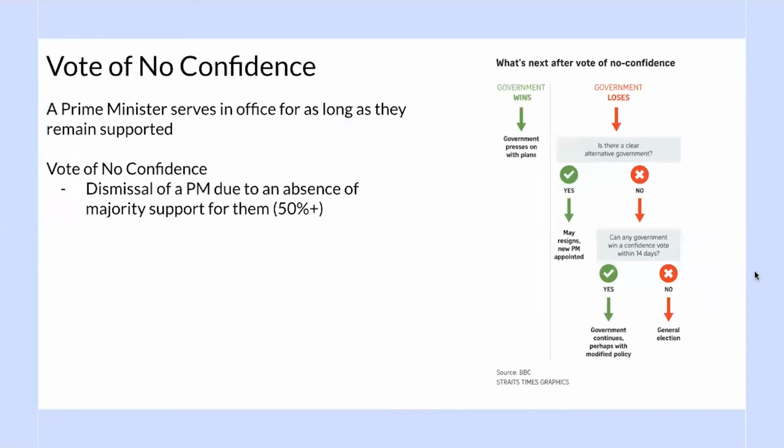A vote of no confidence happens when the prime minister no longer has majority support. Once this happens, a new prime minister may be appointed. The government might still continue with modified policies, or a general election can occur.